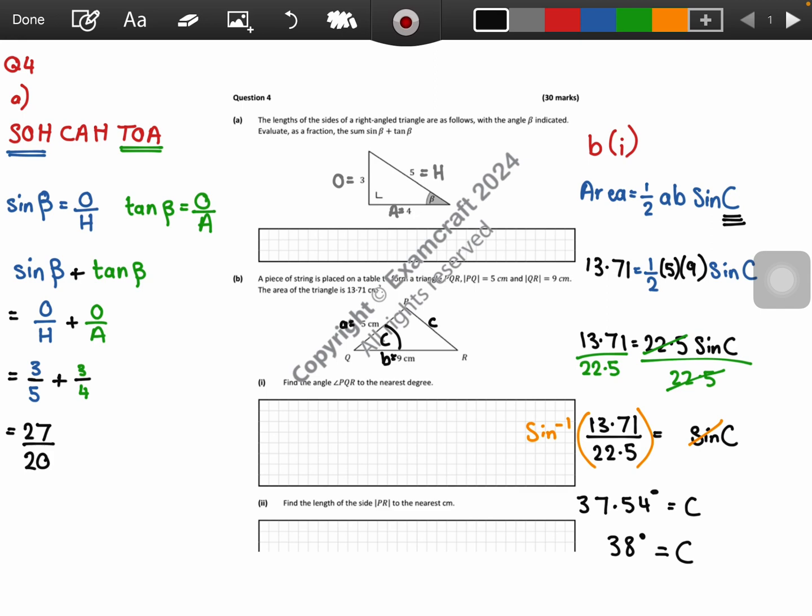Then the next one says find the length of the side P or to the nearest centimetre. So find the length of the side, and technically that's the length of P to or. So they are just still giving you that hint there.